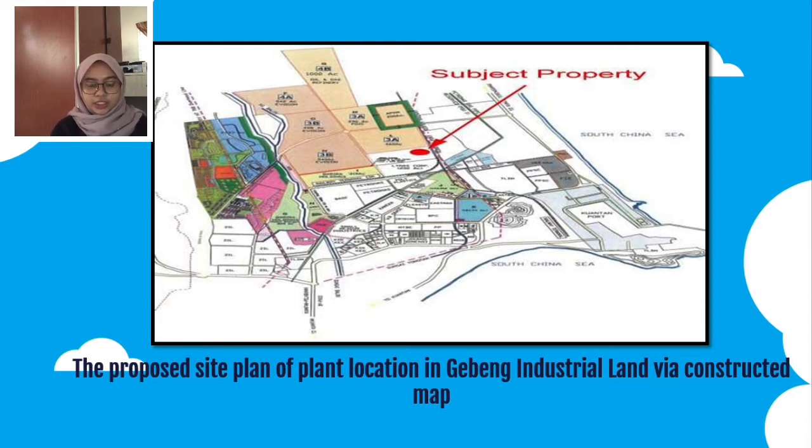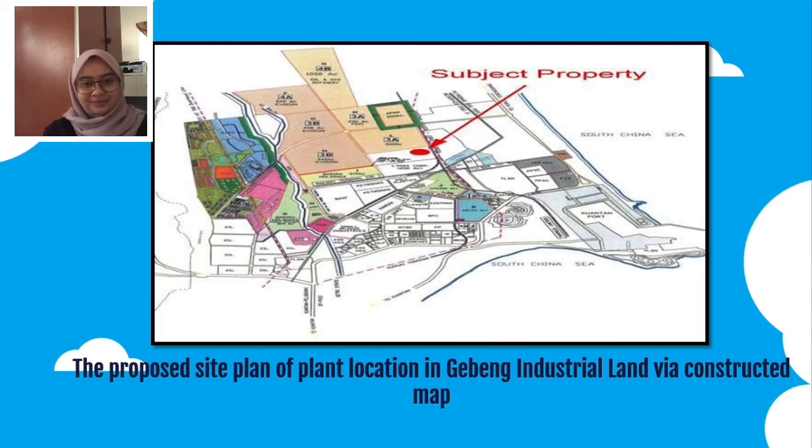In conclusion, we believe that Gebeng Industrial Land is the best site area for our benzene production plant. It is because of the availability of the land itself, where it consists of a minimum of 3 acres and up to 25 acres with an affordable price as well as a strategic location. I think that's all from me.